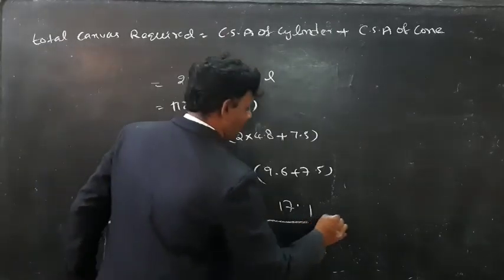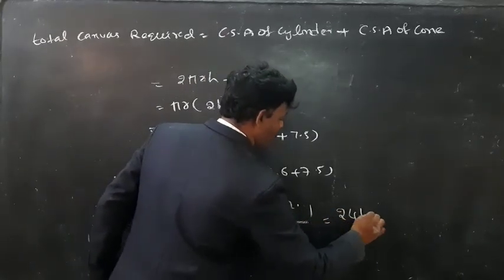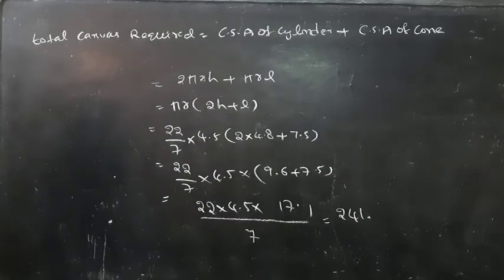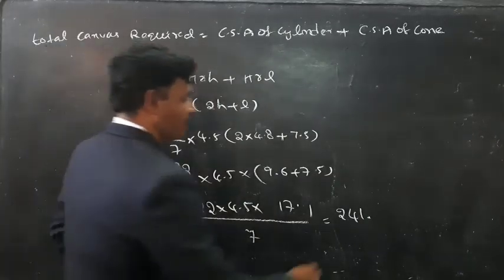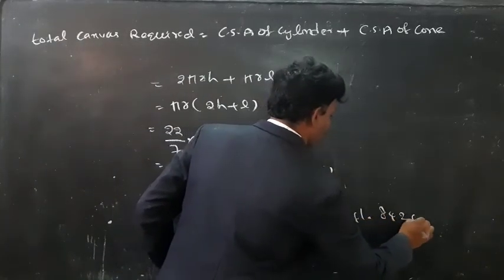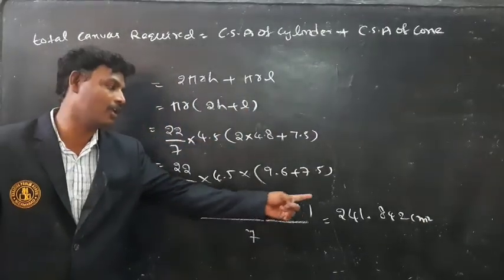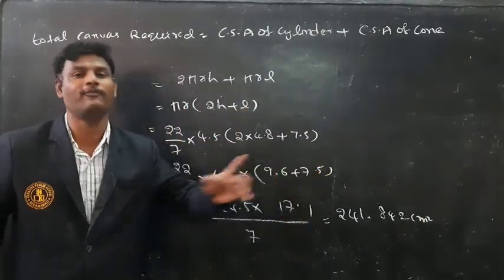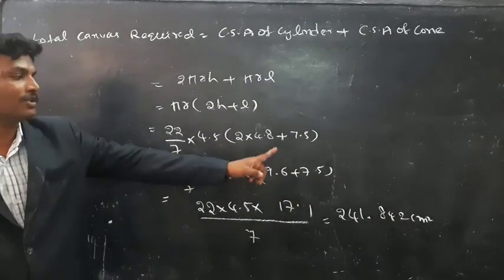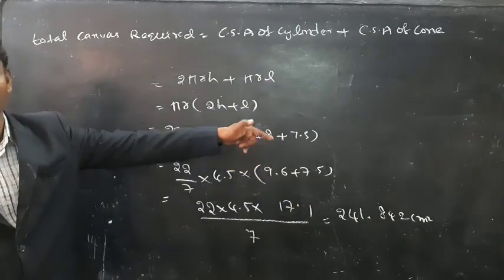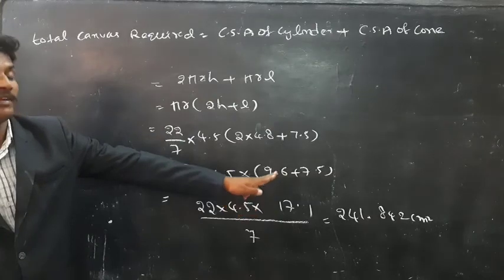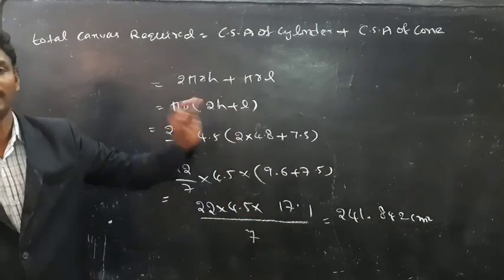So after the calculations you will get 241.842 centimeters square. By doing the calculations you will get the value 241.842 centimeters square. So that is the required canvas, 241.842 centimeters square.